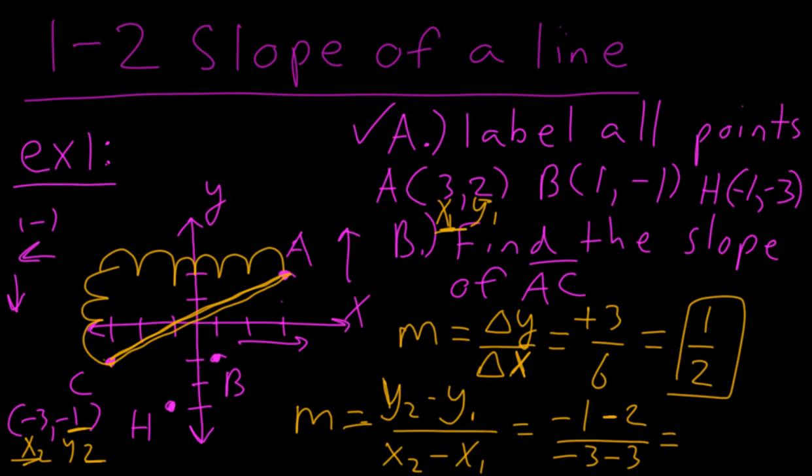And notice you get negative 1 minus 2 is actually negative 3 over negative 3 minus 3 is negative 6. And something that you might need to refresh yourself is that a negative divided by negative is actually a positive. And as we saw earlier, 3 over 6 reduces to 1 over 2. I would encourage you to pause this video, and I'm going to move on to our second example.